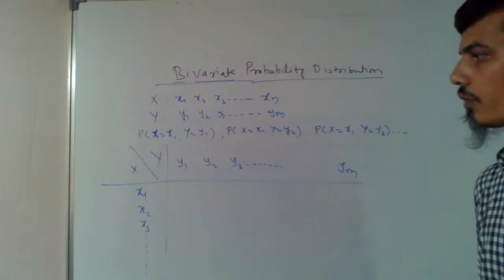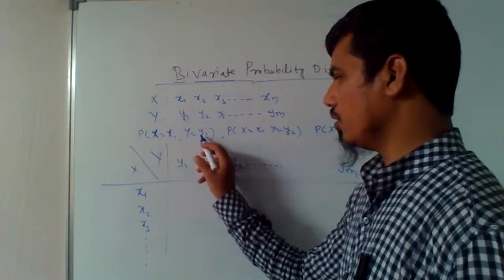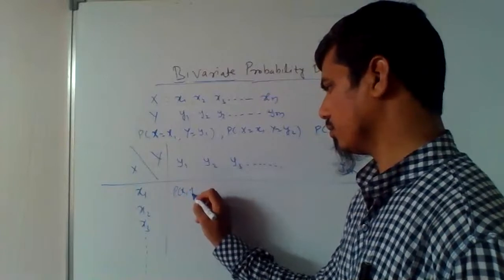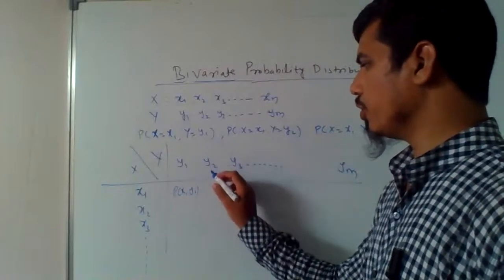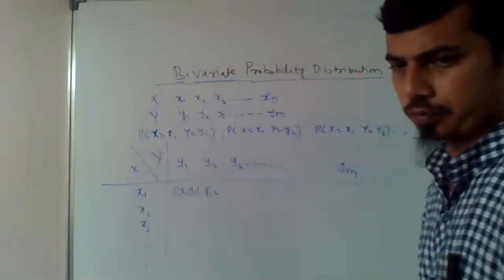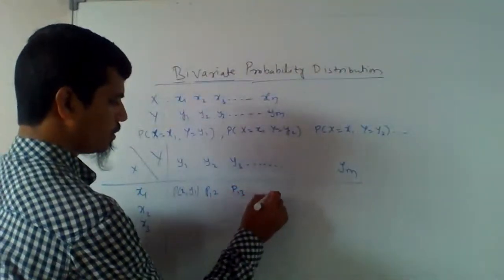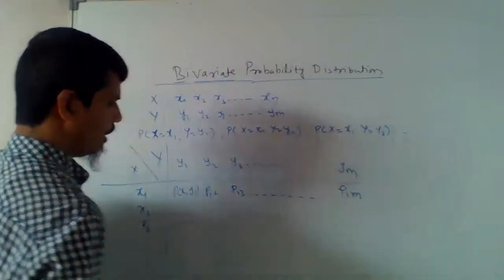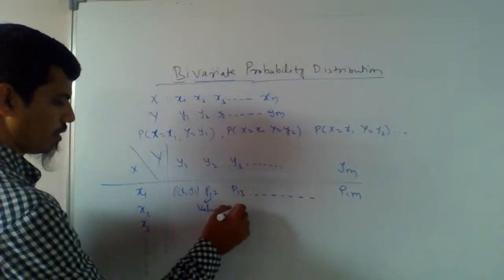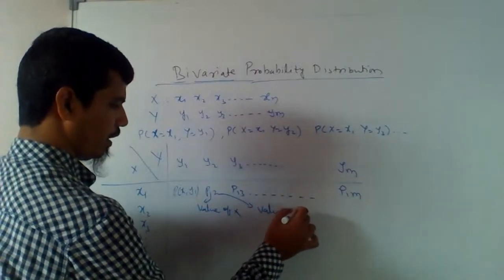The first probability p of x1 y1 is written here like this: p of x1 y1. The second probability p of x1 y2, simply we can write like this also: p12, and so on, p13, and so on, p1m. The first index denotes the value of x, and the second index denotes the value of y.